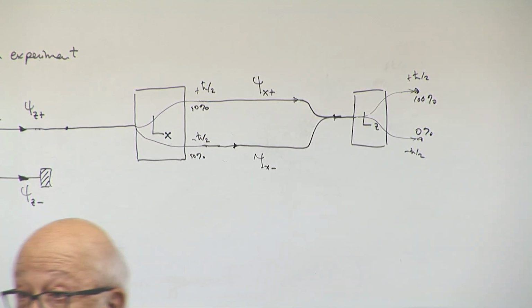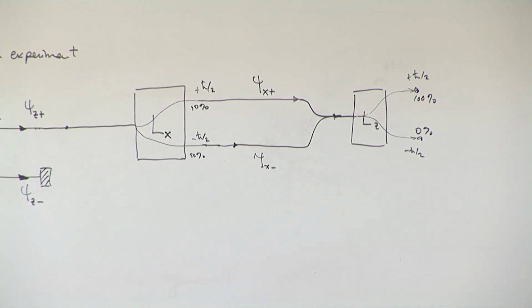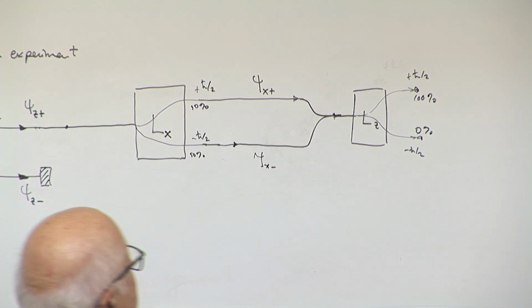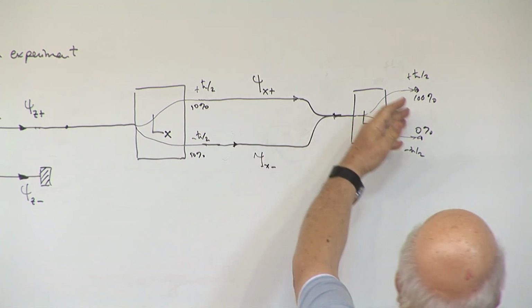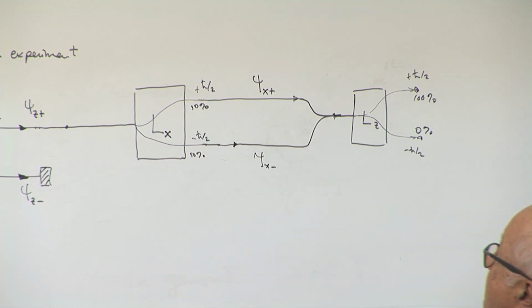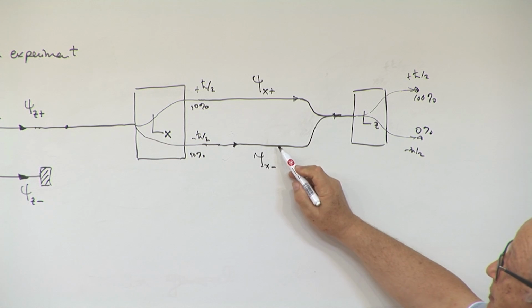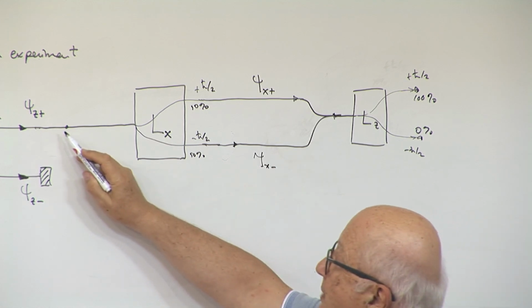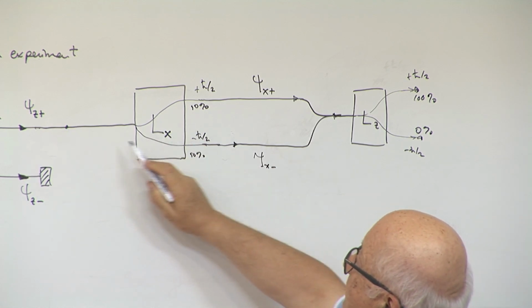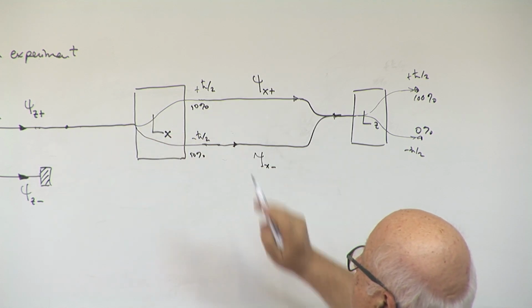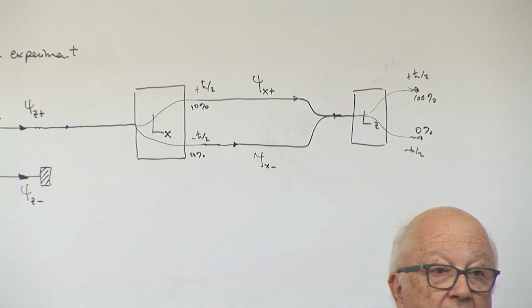So the measurement itself is actually modifying the wave function. Over here, since I have not made a measurement, what happens is that this wave function is split up into two pieces.